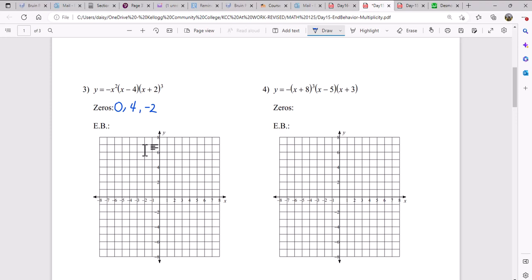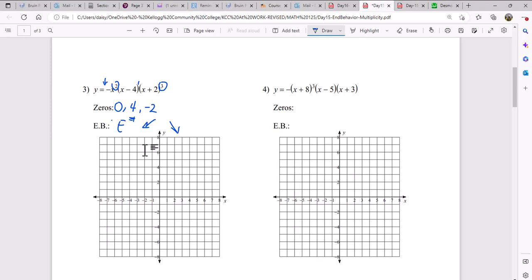So now looking at the degree, I've got 2, 1, and 3. So 2 plus 1 plus 3 is 6. That means it's an even end behavior, but we've got the negative in front. So it's a net even with a negative. I should have just written negative here. But what that means is instead of going upwards like a parabola, it got reflected. So everything is going downward.